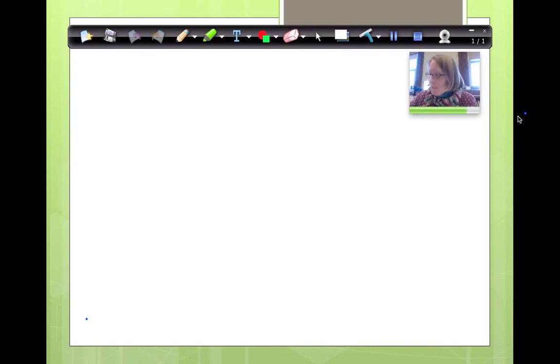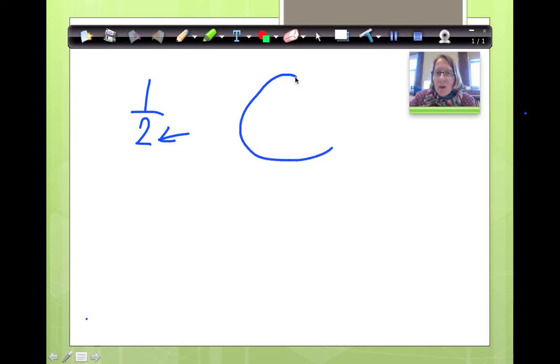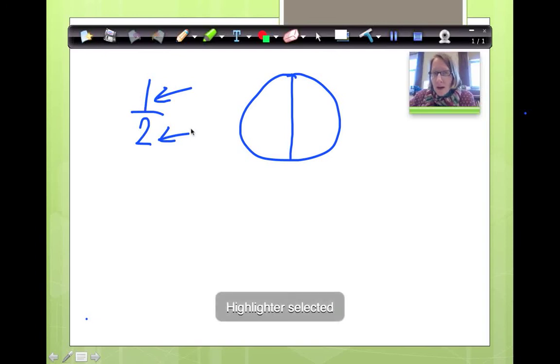Okay, so here's my unit form. This is my unit form. Okay? So, what does the 2 mean? The 2 means that my circle is cut into 2 parts, right? 1, 2. What does the 1 mean? It means that only one part of these 2 is shaded, right? So only one part is shaded.